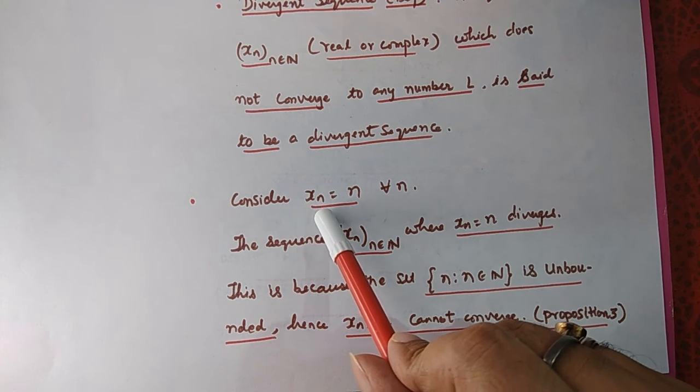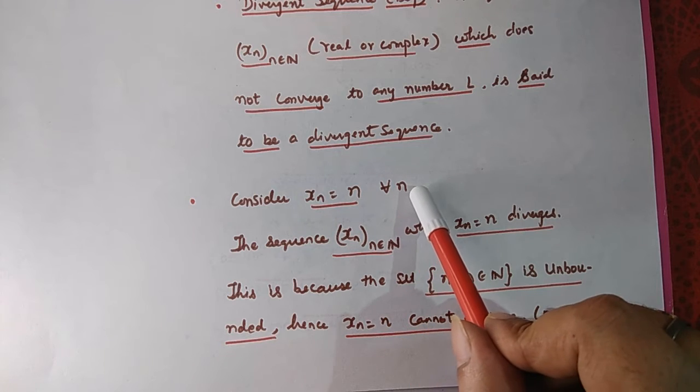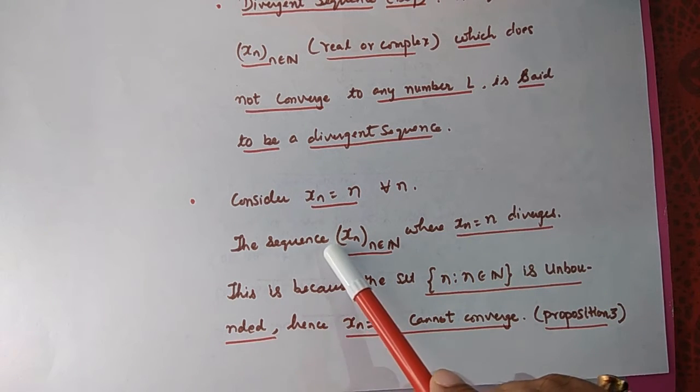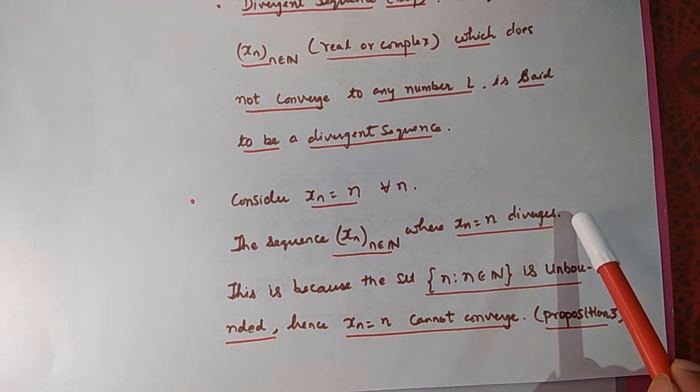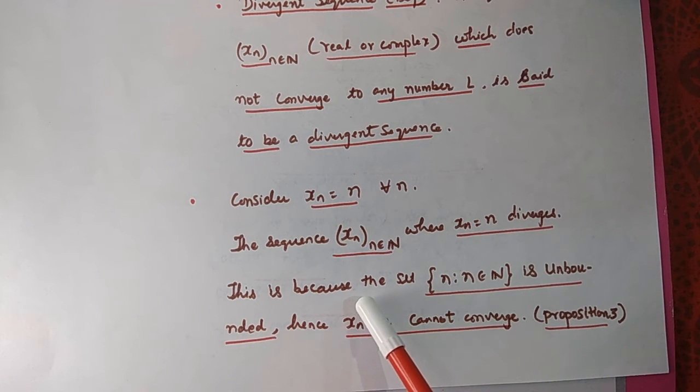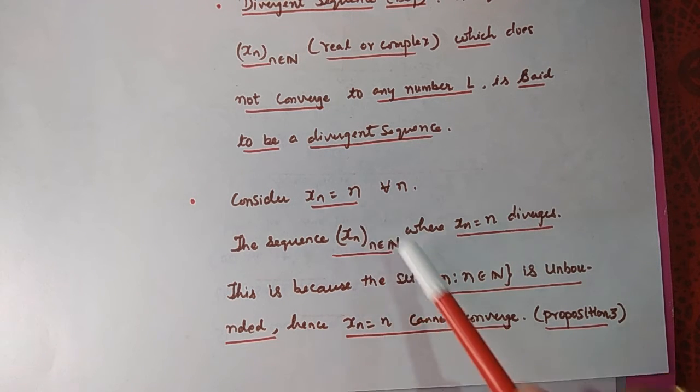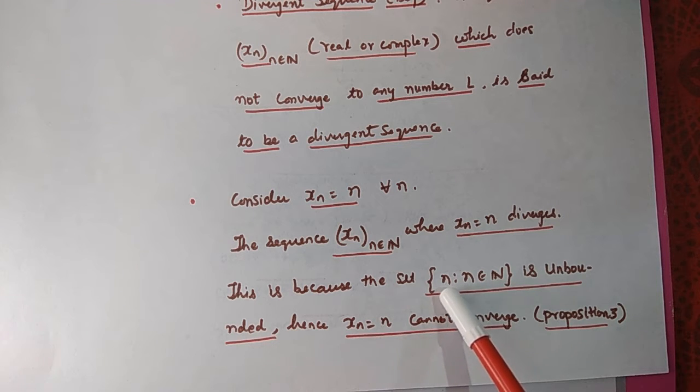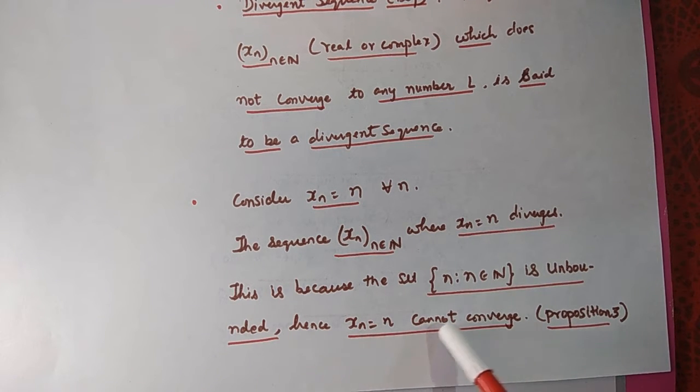Let us consider an example. Let us consider the sequence xn equal to n for all natural numbers. This sequence xn equal to n diverges. This is because the set formed by the terms of the sequence, which is the set of natural numbers, is an unbounded set, and hence the sequence xn equal to n cannot converge by virtue of proposition 3, which said that if a sequence converges, then the set formed by its terms must be a bounded set.